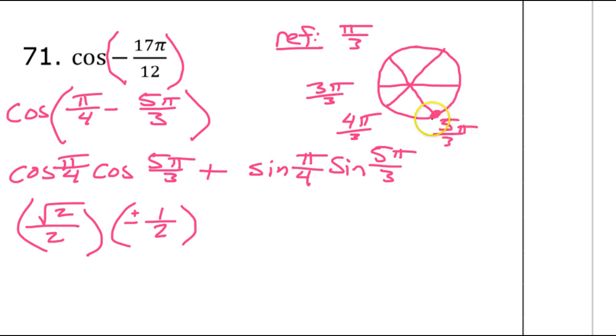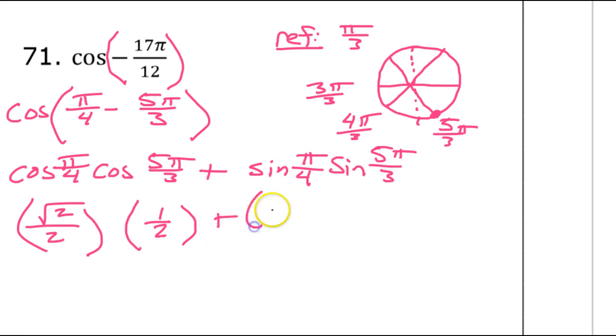Okay, so the question is, what quadrant is this? Well, here we are in the fourth quadrant. Cosine is going to be positive in this quadrant because, look, here's the y-axis, and this is to the right of that. So cosine is an x value. It will be positive in the fourth quadrant. Okay, so that's why we're going to have positive 1/2.